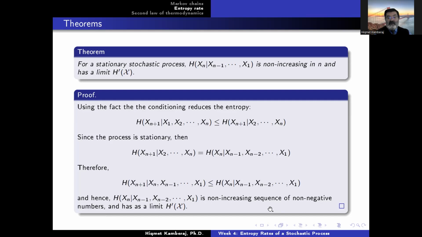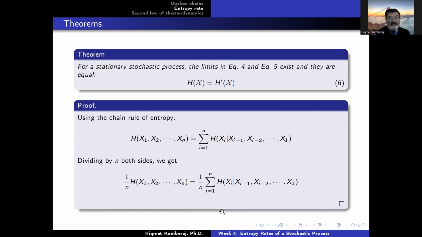Now you could notice that this also has the limit H'. All right? Why? Because by the definition of H' that we gave on the previous slide. Now the most important theorem: for a stationary stochastic process, the limits in equations 4 and 5 given on the previous slides exist and they are equal. So this would mean that the entropy rate H(χ) is equal to the entropy rate definition H'(χ).